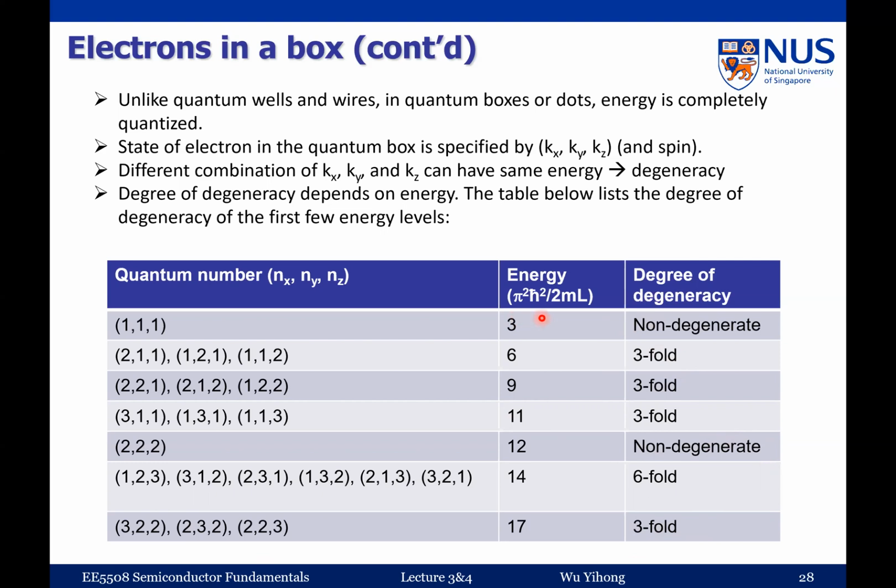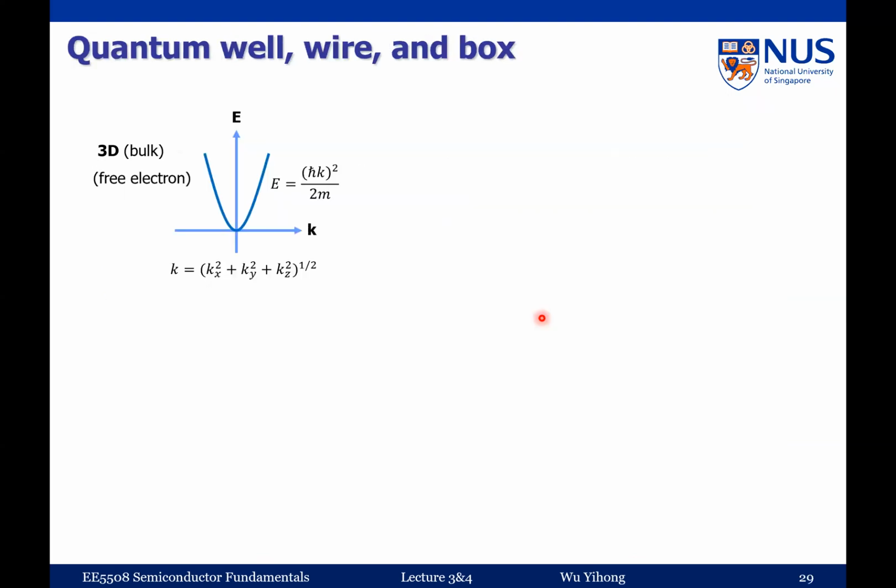So now we try to put all this in the same picture. You can see that for a free electron, this is our E-K dispersion. Remember, K is the magnitude of the wave vector. So basically, it's Kx squared plus Ky squared plus Kz squared, and then take a square root. The electron is able to move freely in all different directions because there's no confinement. That's the reason why we call it a free electron. So the energy as a function of K has this very simple expression, which gives you this parabolic shape of a dispersion.